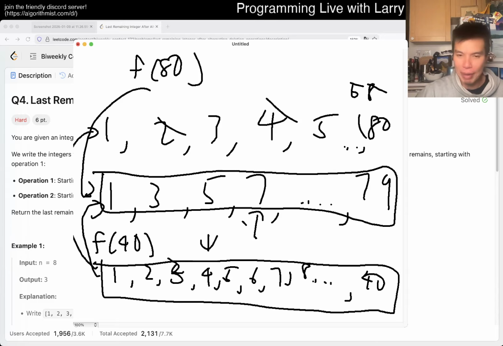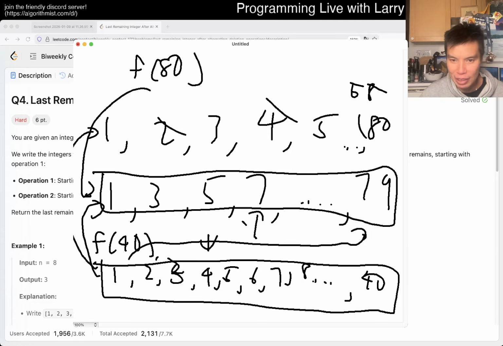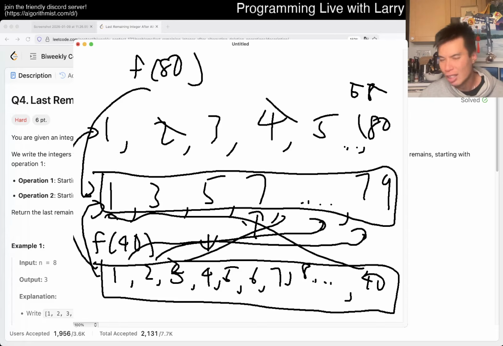I mean, there is something about going left and right. So maybe in this case, actually, you have something like this, and there are two ways to think about this. You can either add a parameter that goes left to right or right to left, or you can just remap it as part of that, right? Meaning that maybe 1 in this case maps to 79, 2 maps to 77, and so forth, and then 40 will map to 1.